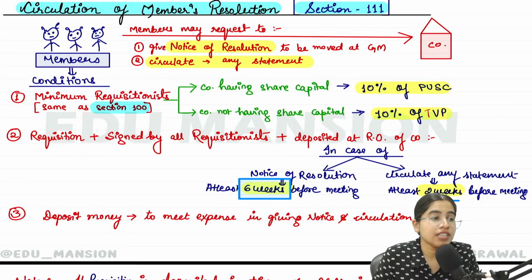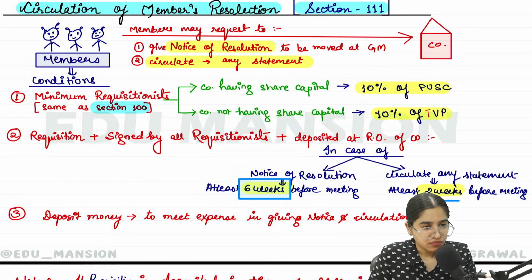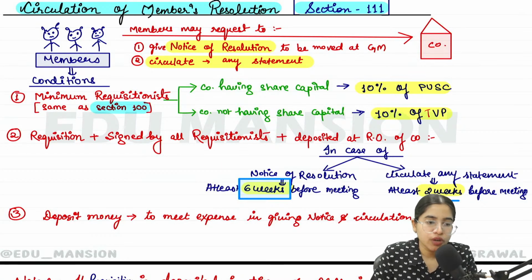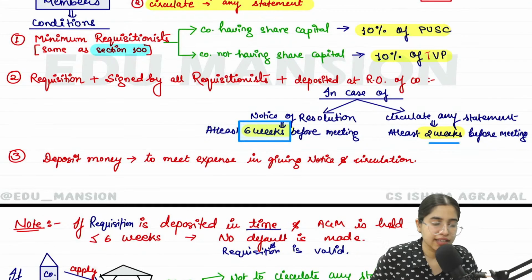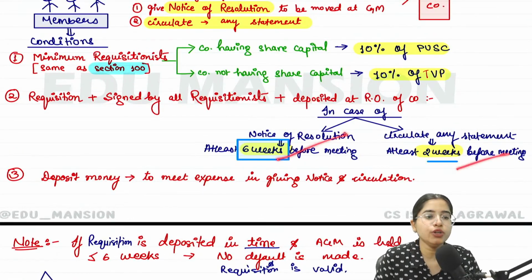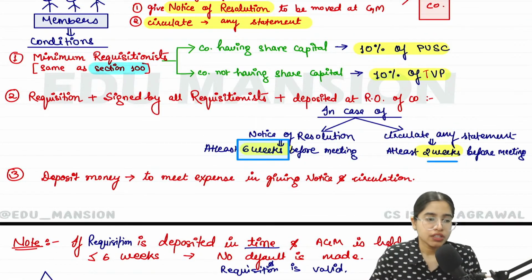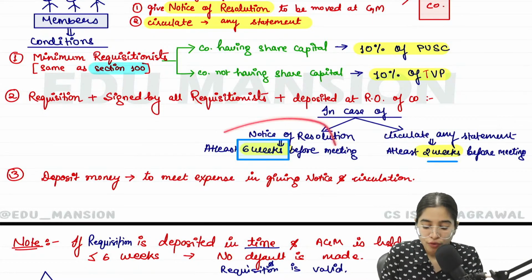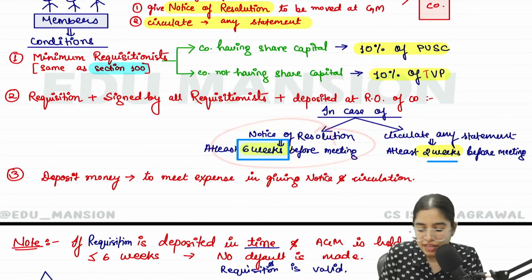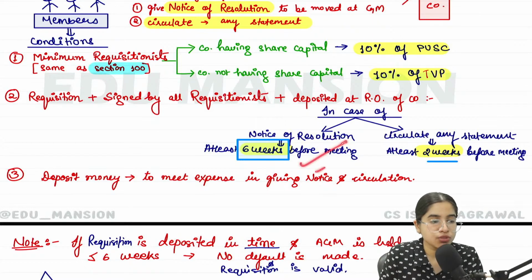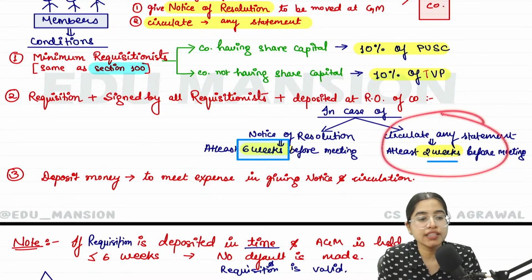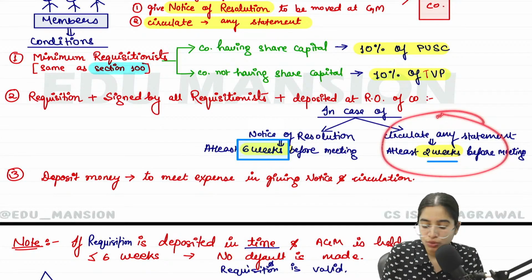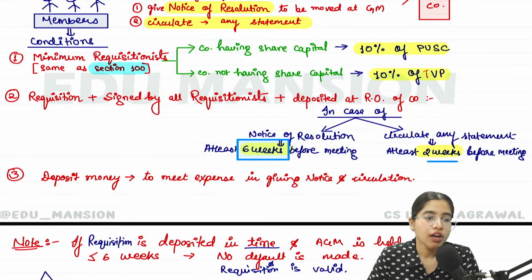And if they want any statement to be circulated to all the members, then they should give the requisition at least 2 weeks before the meeting. So there are two separate deadlines: 6 weeks before the meeting and 2 weeks before the meeting. If they are giving a requisition for passing a resolution at the meeting, they will give it at least 6 weeks before the meeting. However, if they are giving a requisition to circulate any statement to the members, they will give it at least 2 weeks before the meeting.